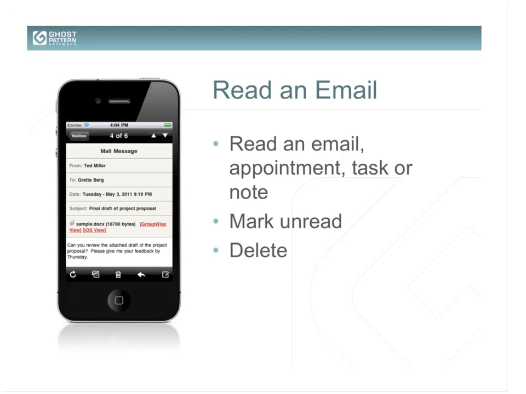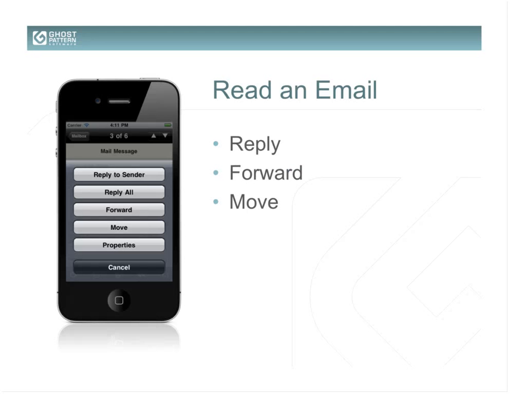From here, you can mark an item as unread. So the little button, that's the second one from the left on the bottom toolbar, will allow you to mark an item unread. You can delete an item. You can reply, forward, move an item. So you tap on the little arrow button on the bottom, and up comes a list of options of things that you can do, including not just replying and forwarding, but moving an item to a folder or viewing its properties.